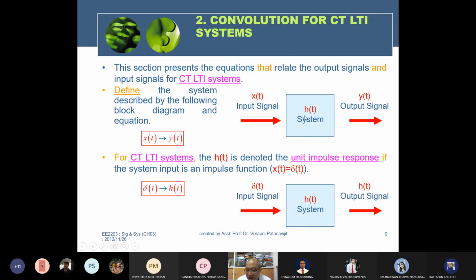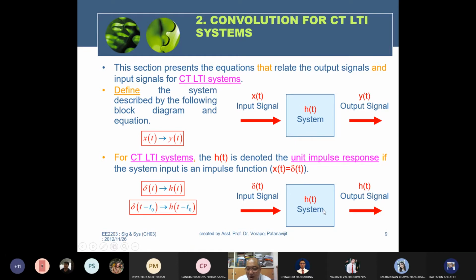What about s(t)? You can determine s(t) from the system. In this case, it is very easy. You feed the impulse to the system, and the output will be equal to s(t). Therefore, we call s(t) the response from the impulse, or the impulse response.